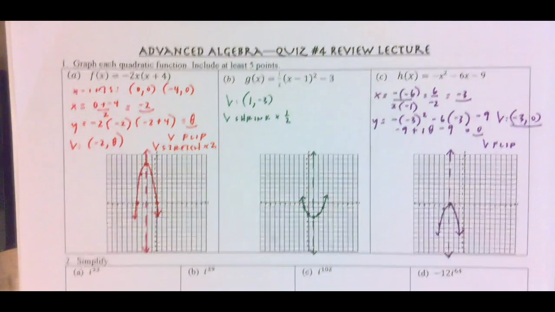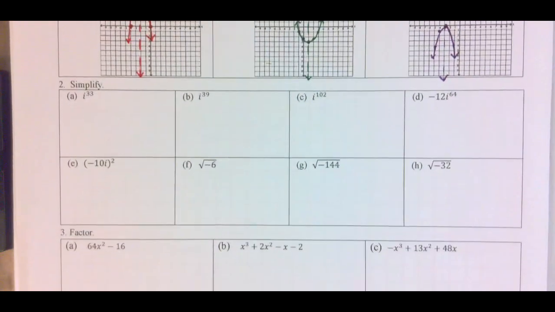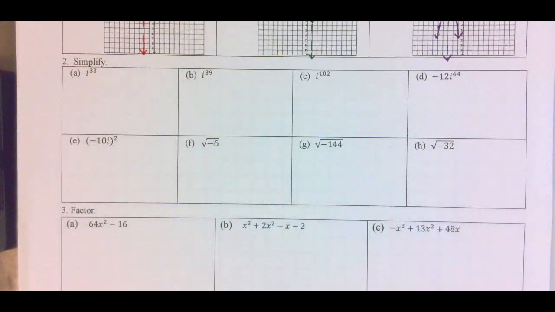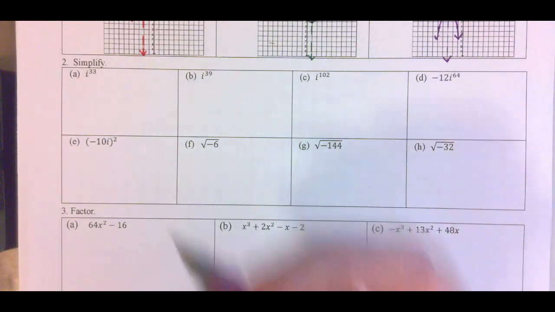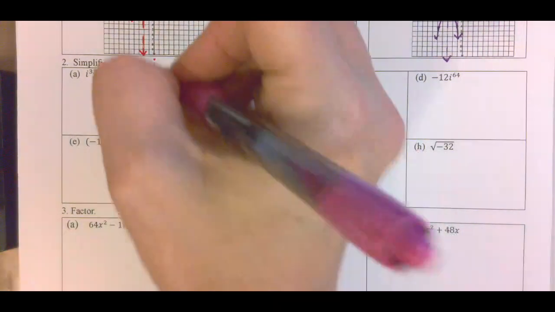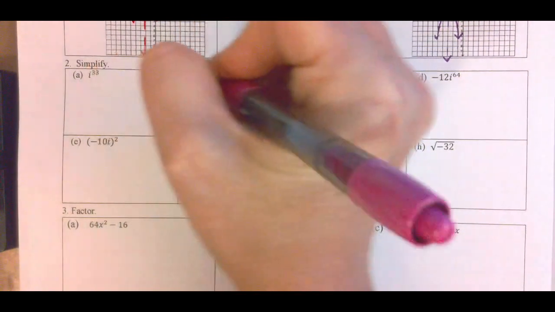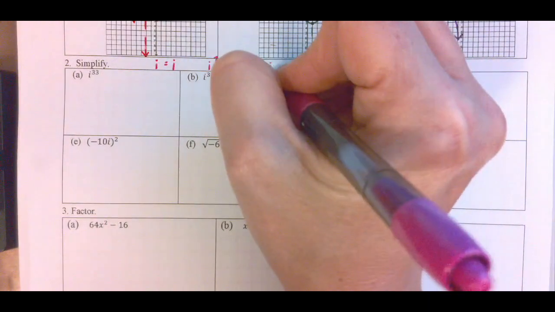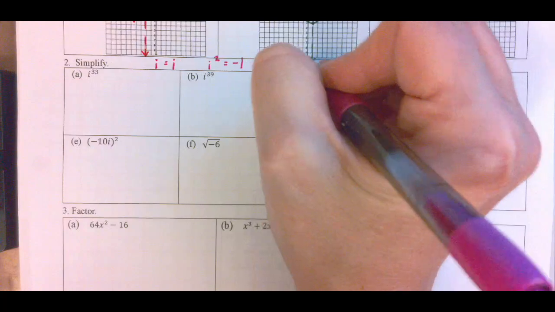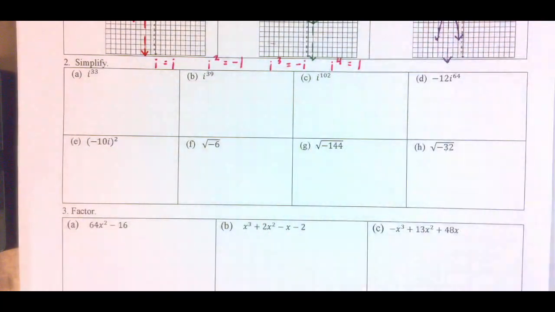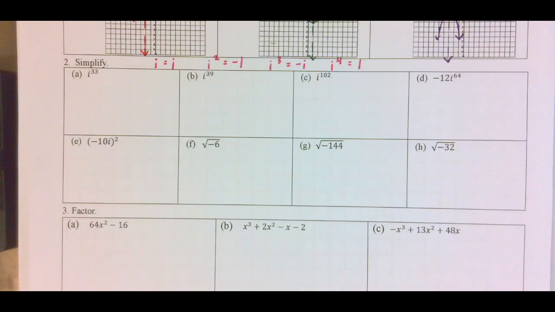Okay, next up, can we simplify with our imaginary numbers? So remember that there is a cycle of i. So we know that i to the first power is just i. i squared is -1. i to the third power is -i. And i to the fourth power is 1. And then that cycle continues.